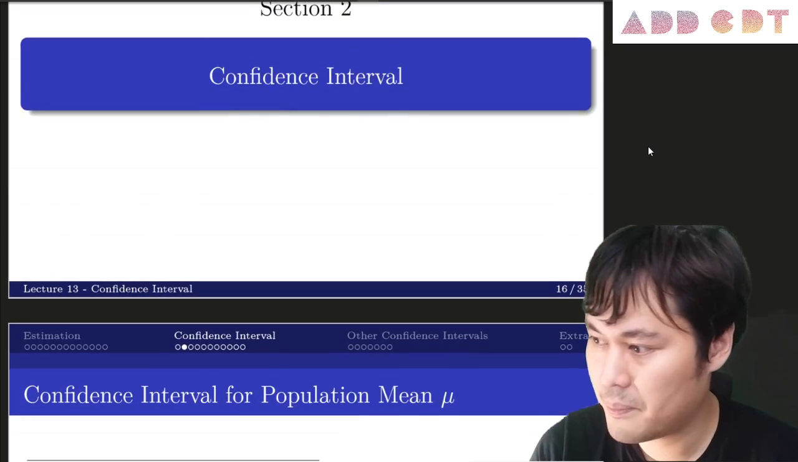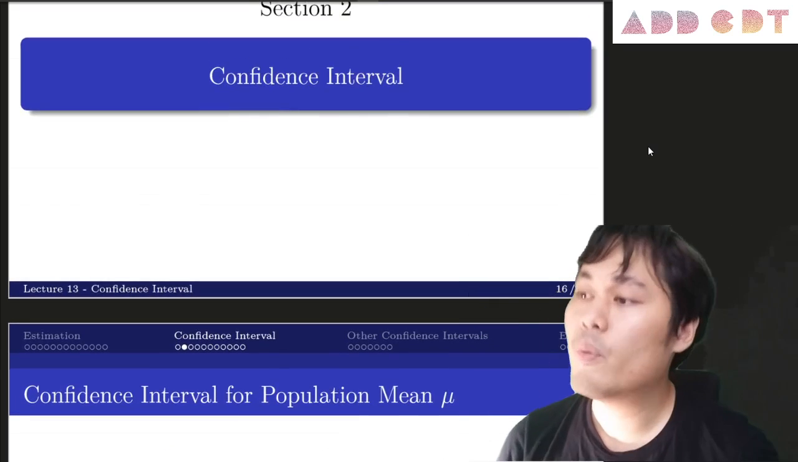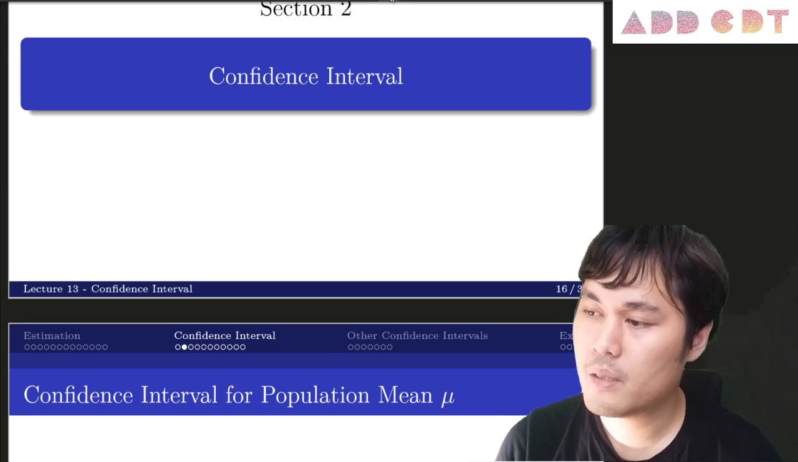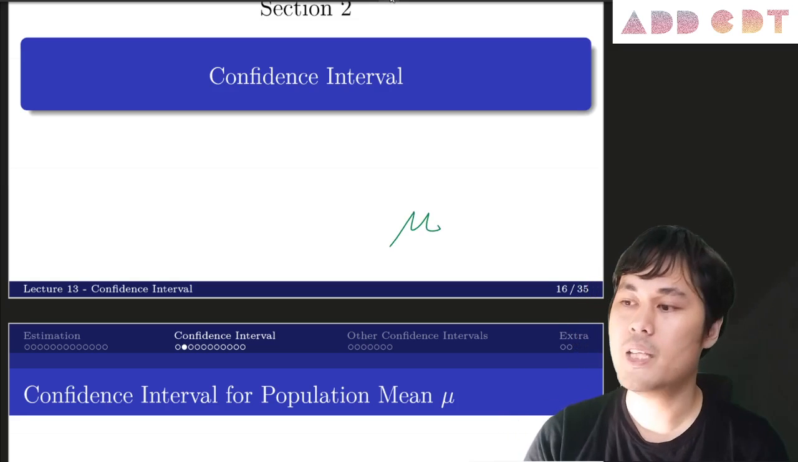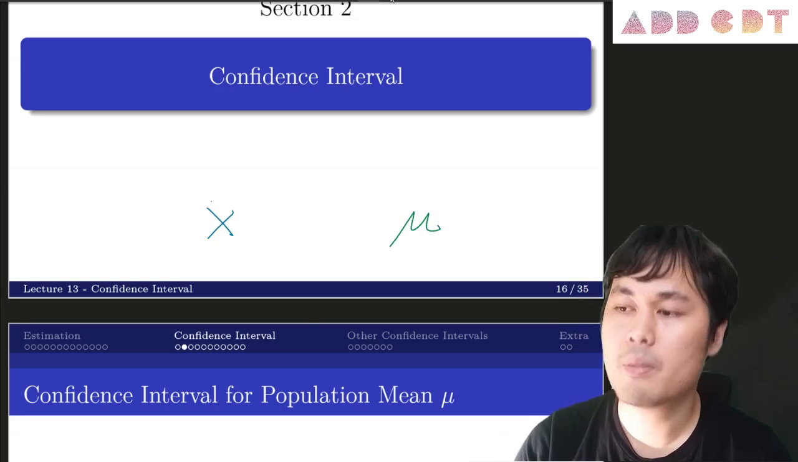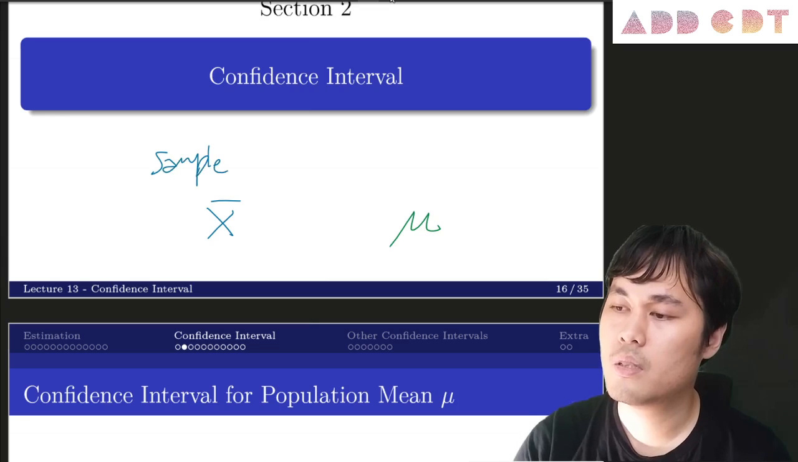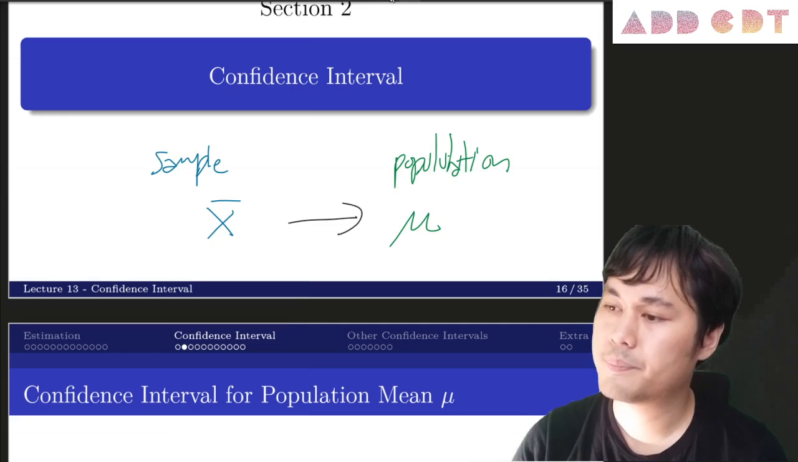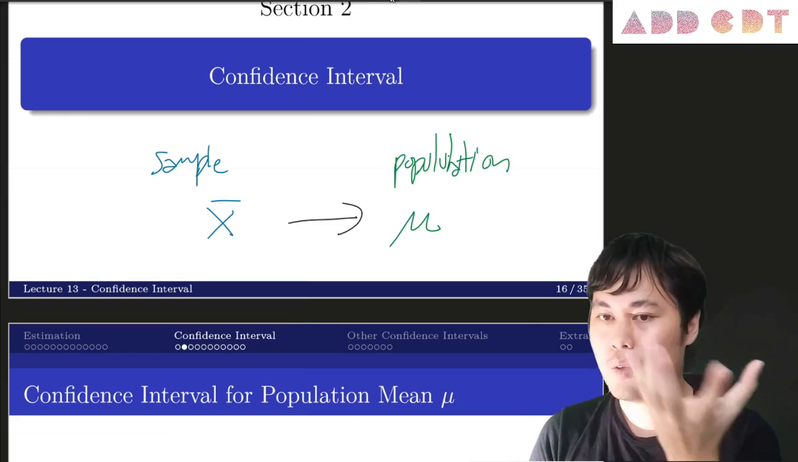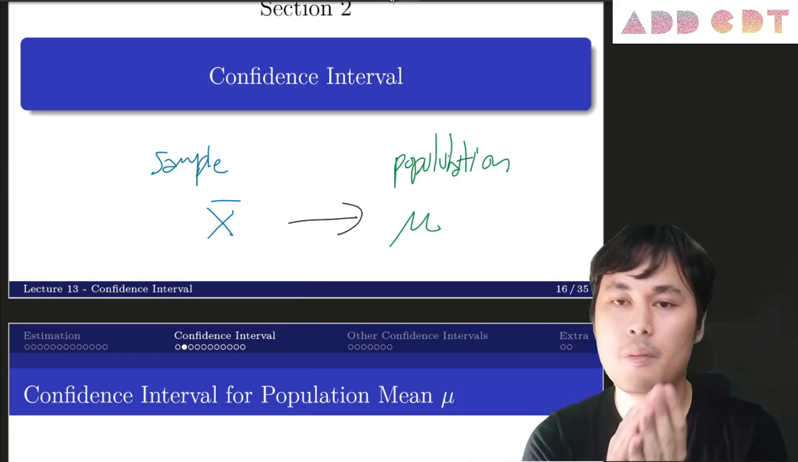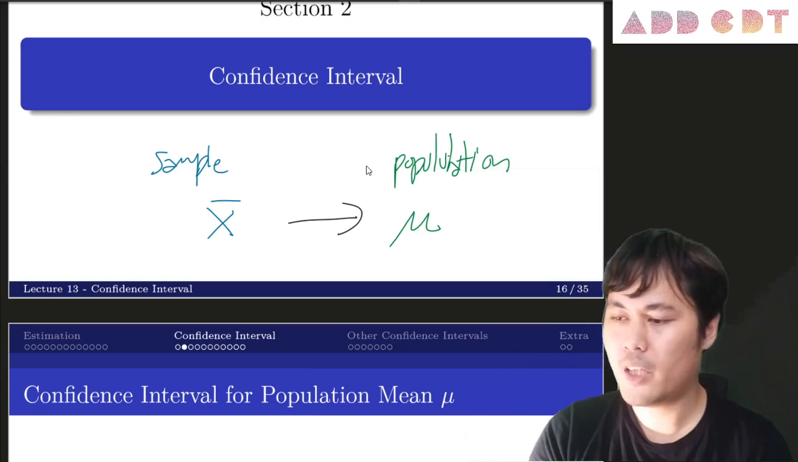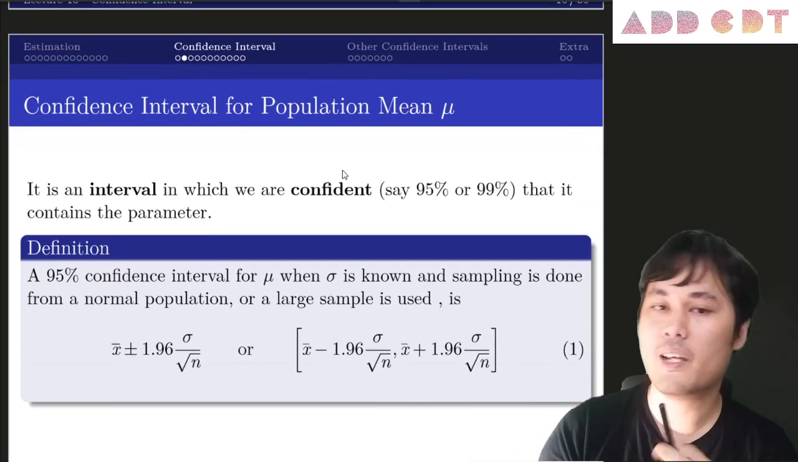So before, I should not show too much text. What we are trying to do here is estimate the population mean mu using the sample mean x bar. We get x bar, and we want to put that into some formula to estimate mu. And what are the formulas? Here's the formula.